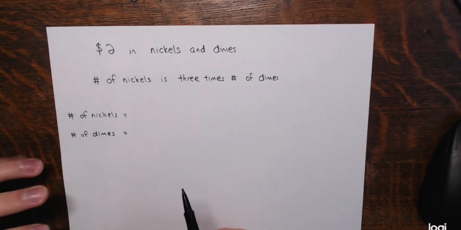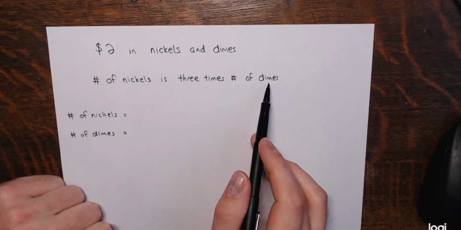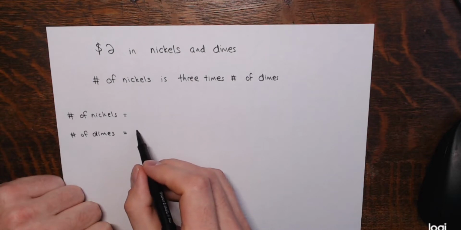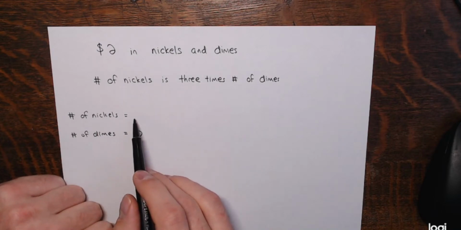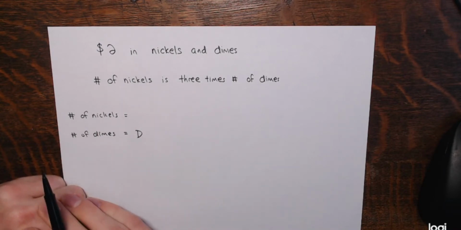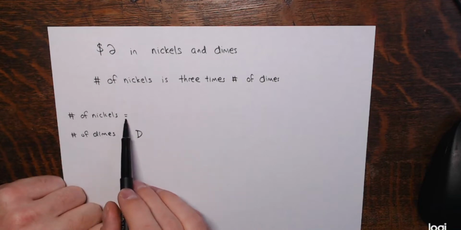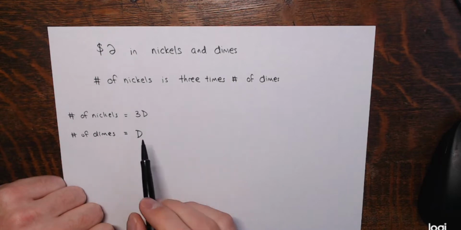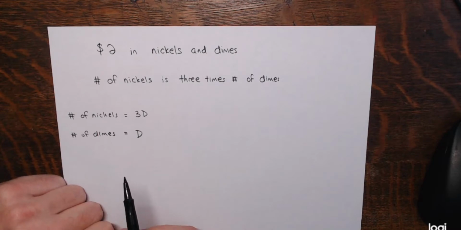Now, based on this statement here, the number of nickels is 3 times the number of dimes, I'm going to call the number of dimes, say, D for dimes. Now, you could call the number of nickels N for nickels, but we're trying to keep the number of variables to a minimum here. Use the relationships that were given to us. We're told the number of nickels equals 3 times the number of dimes. That would be 3 times D. So if the number of dimes is D, the number of nickels is 3 times D, 3 times the number of dimes.